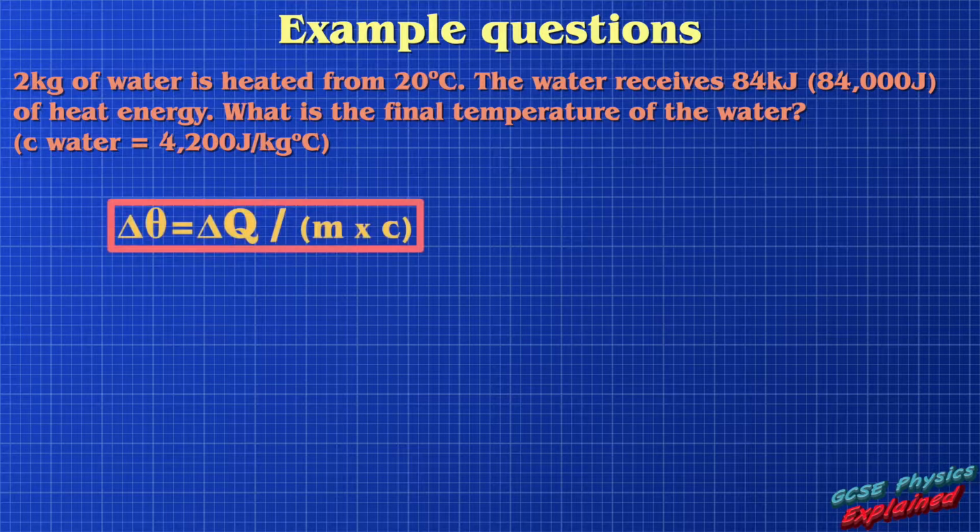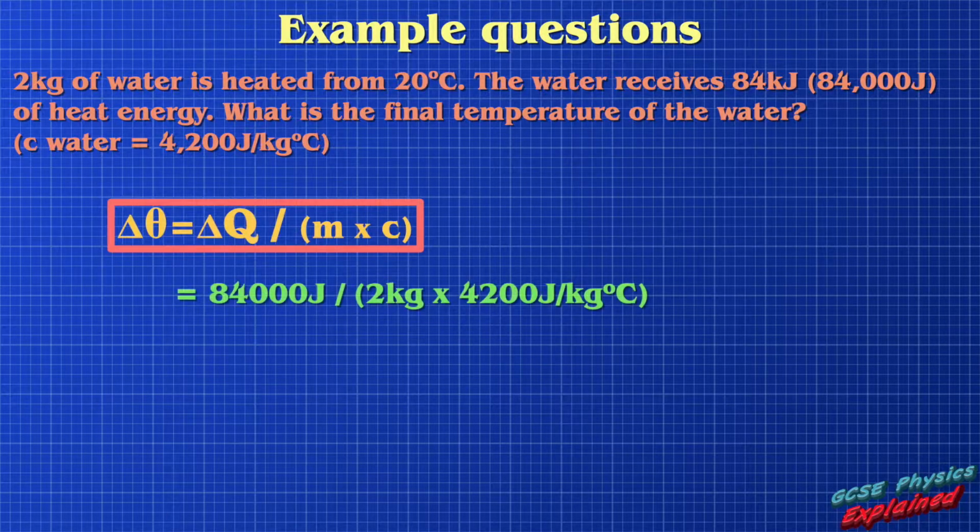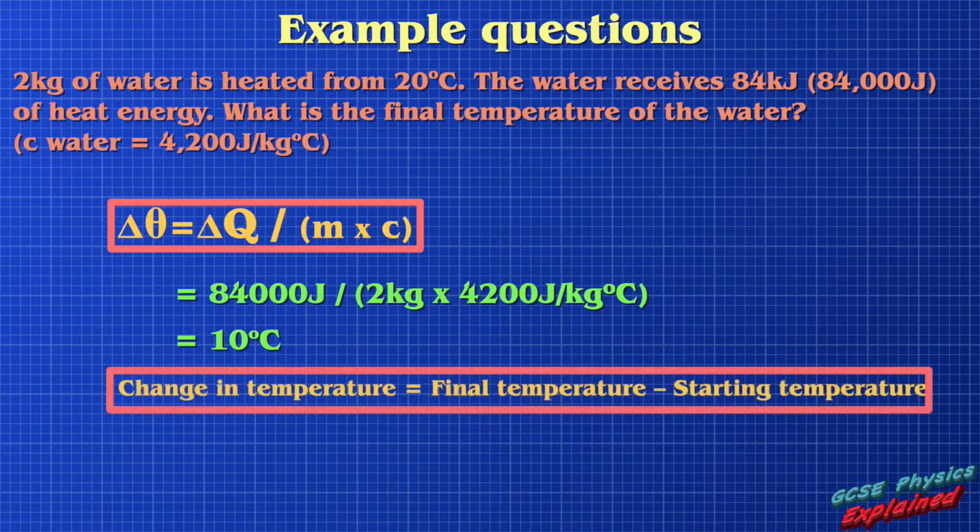First, we need to rearrange the equation to work out the change in temperature. Put the values in, and the change of temperature comes out as 10 degrees Celsius. But that's not the final temperature, that's the change in temperature. So what we need to do next is you can also work out the change in temperature equals the final temperature, take away the starting temperature.